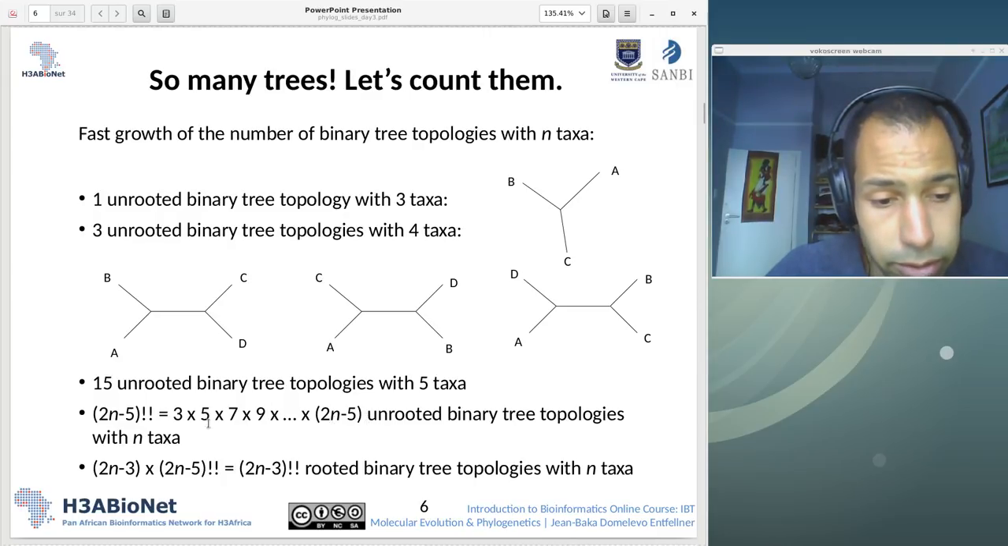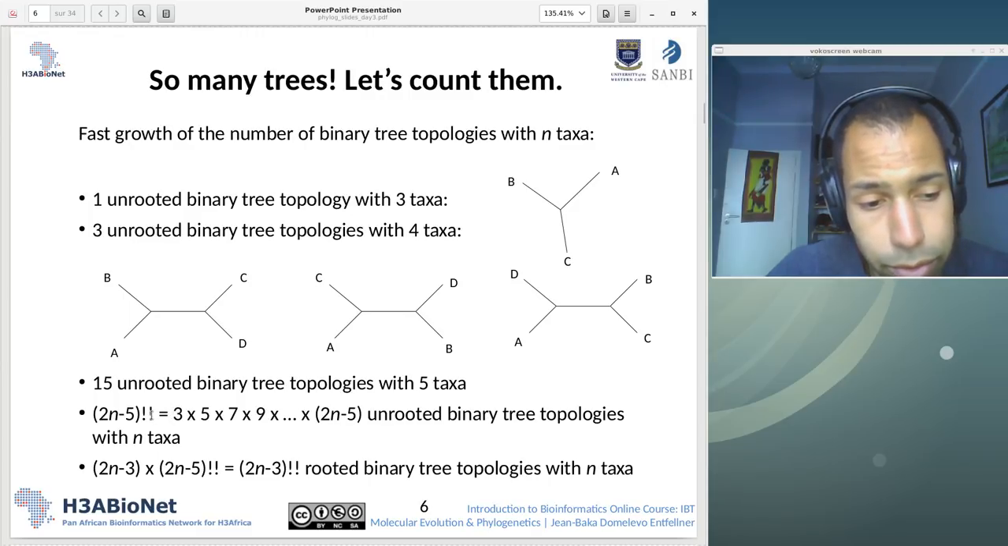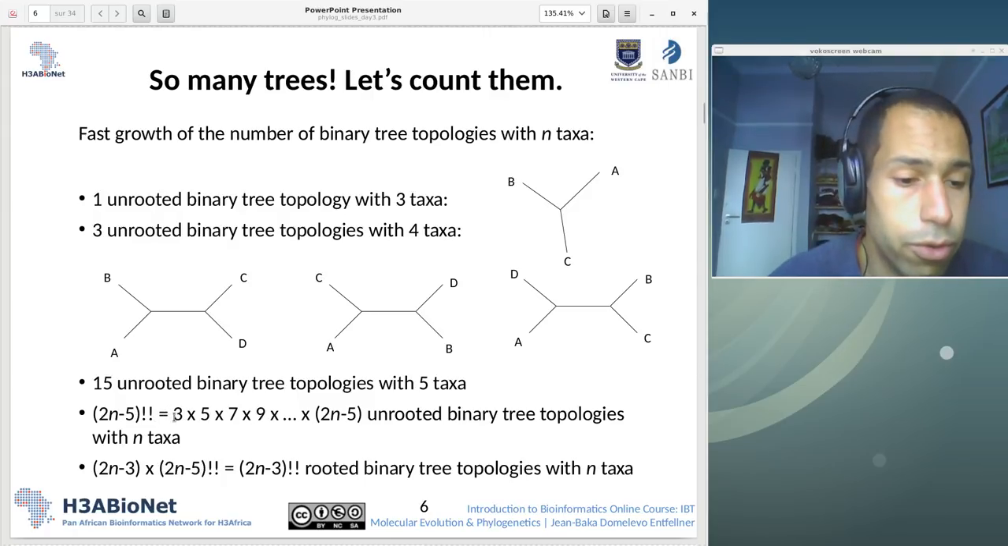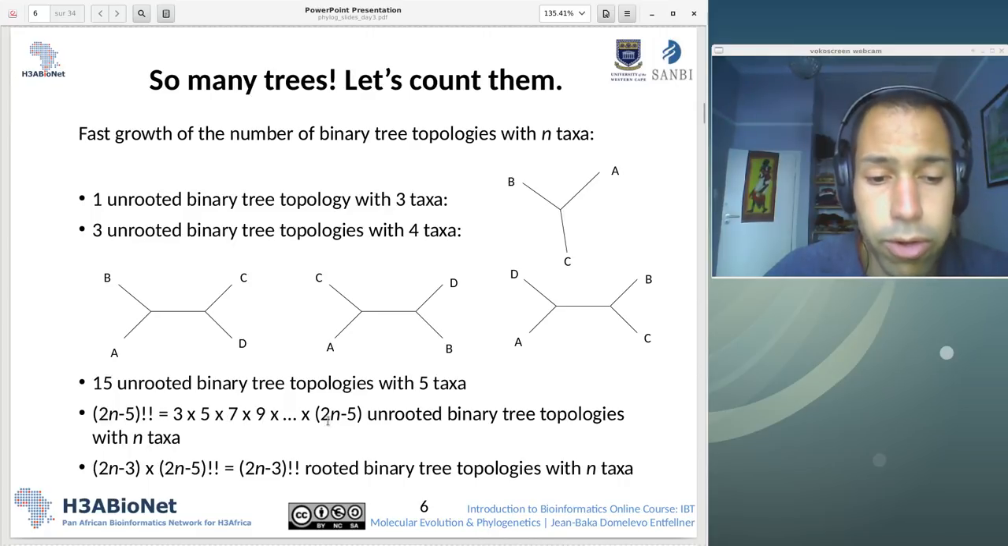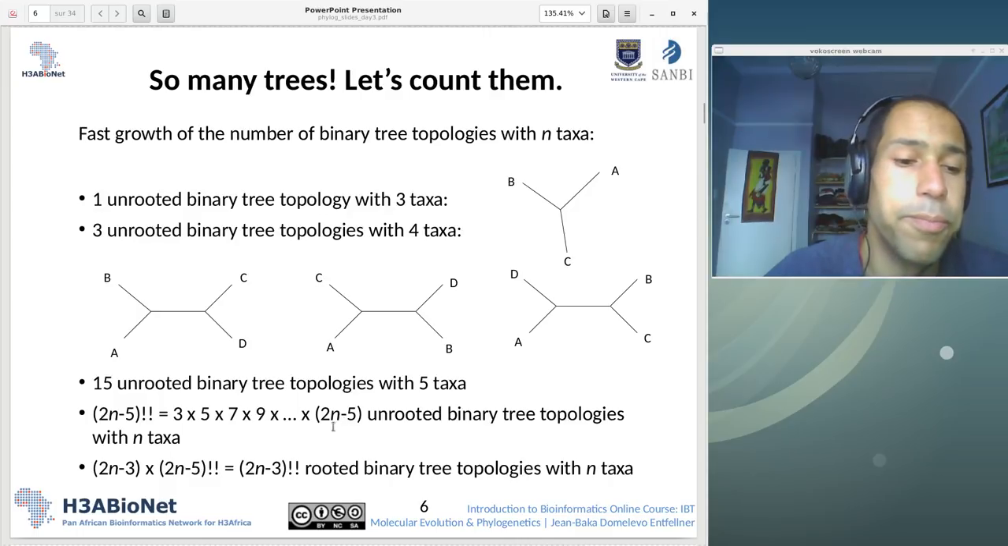It's a semi-factorial instead of being the factorial, meaning the product of the odd integers between 1 and 2n minus 5. So 3 times 5 times 7 times 9, etc., times 2n minus 5.